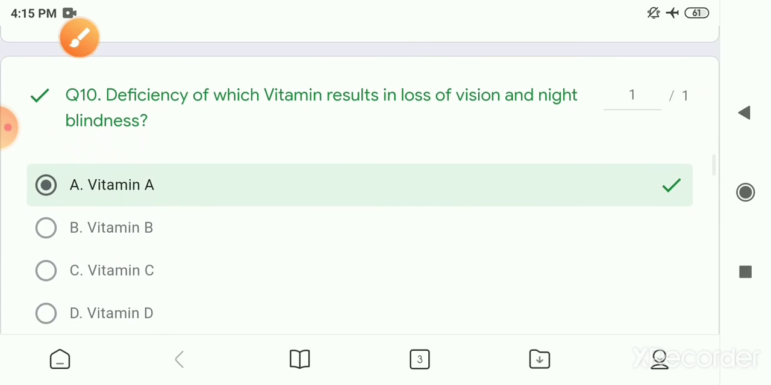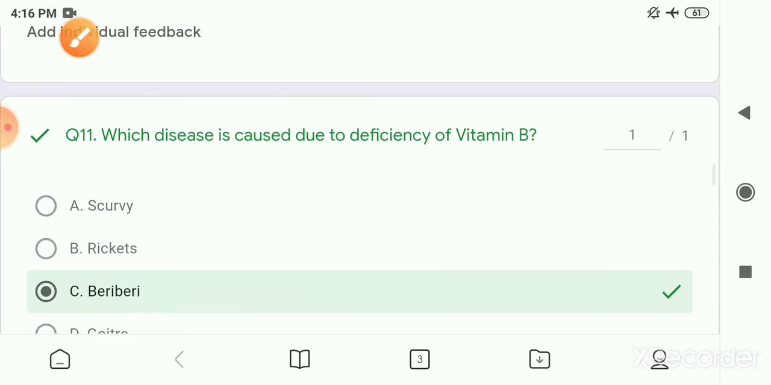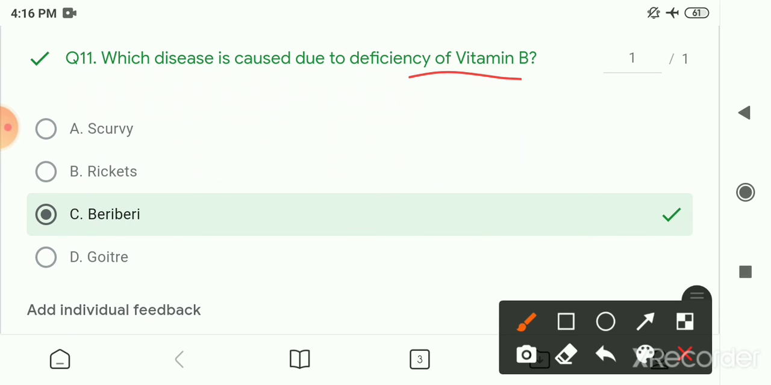Next is 10th number, deficiency of which vitamin results in loss of vision and night blindness? The options are vitamin A, B, C or D. So here your answer is option A, that is vitamin A. Deficiency of vitamin A results in loss of vision and night blindness. So here your answer is option A. Next is 11th number, which disease is caused due to deficiency of vitamin B?